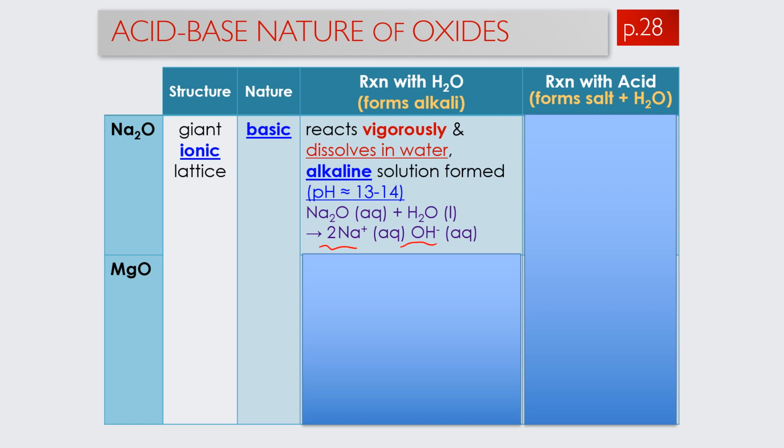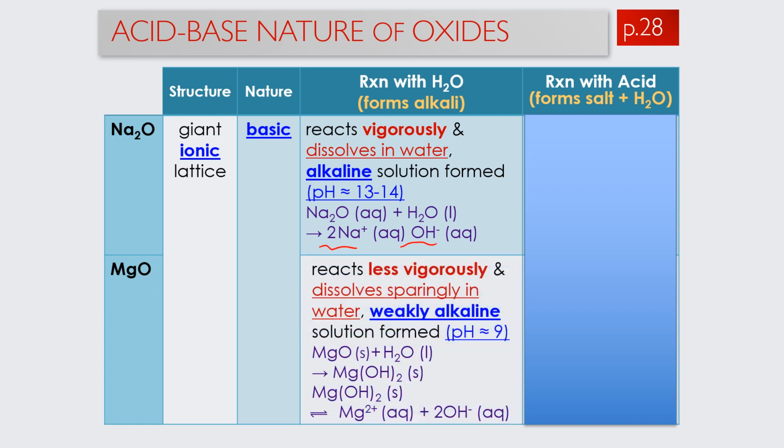Because of the OH- ion produced, it gives us a highly alkaline solution with a pH of about 13 to 14. Magnesium oxide is less soluble in water because of its high lattice energy, but it will react with water to form magnesium hydroxide, which again, because of its high lattice energy, is sparingly soluble. So the little amount of magnesium hydroxide that dissolves will fully dissociate to form Mg2+ and OH- ion, forming only a weakly alkaline solution with about a pH value of 8 to 9.